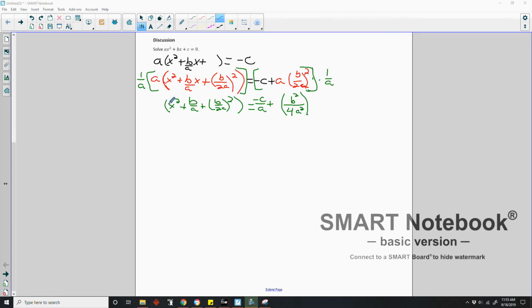Okay, so now we want to factor the perfect square on the left. So that's going to be the first term, ignore the middle term, plus this last term, b over 2a, and now the whole thing is squared. So there's our perfect square. If I wrote this out twice, it'd be x times x gives us this, x times this 2 times would be 2b over 2a, and the 2's cancel, giving us b over a. And then this times itself is that quantity squared. Equals.